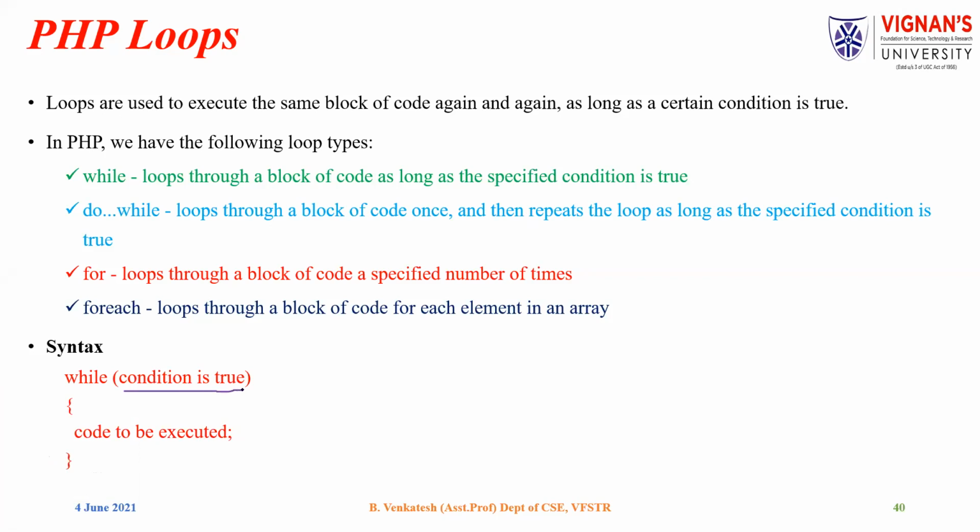Here we are going to write the condition. For variables, we have to use the dollar symbol. So what are the different types of loops available? While, do while, foreach.